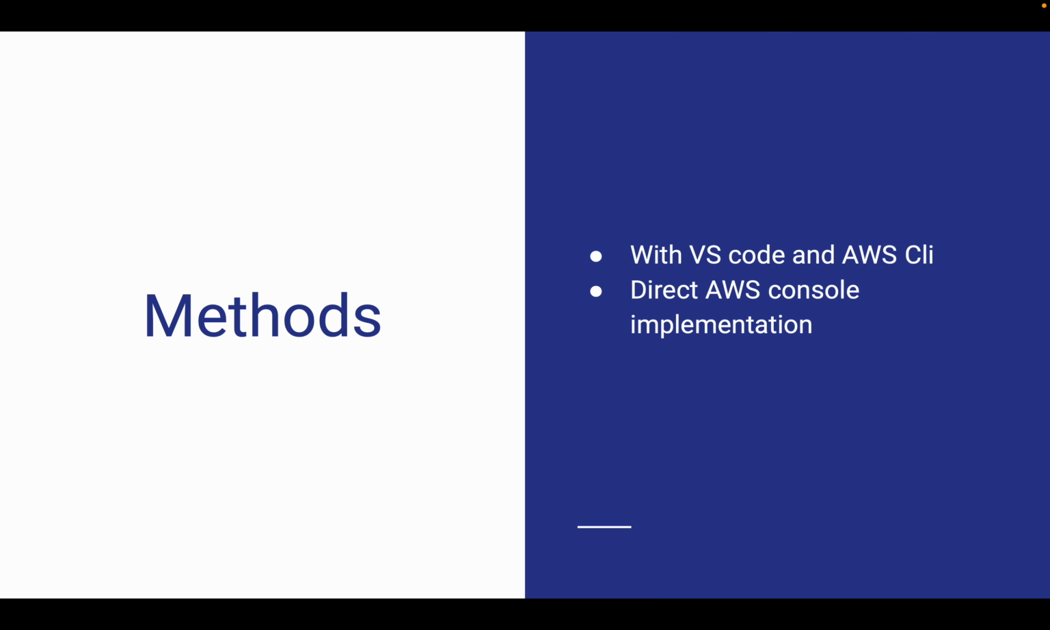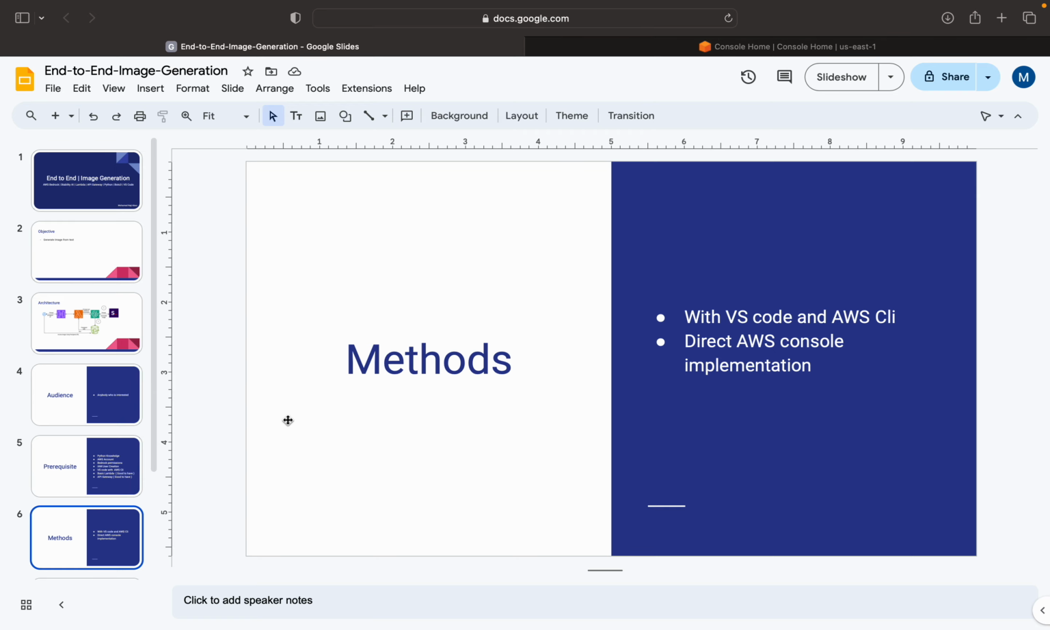We will be following two methods. One is we will be developing this application using Visual Studio Code, and we will be making use of AWS CLI tools. The other way is we will directly go to the AWS console and implement it through the AWS console, without writing the code in Visual Studio Code. So that is the initial introduction.